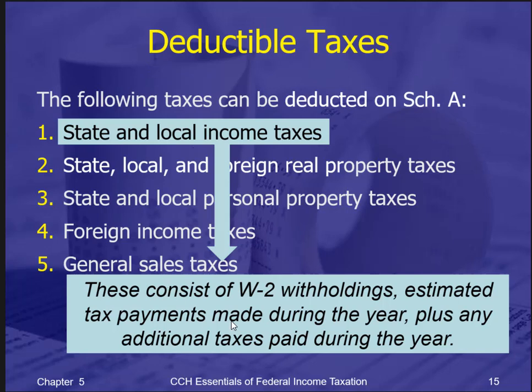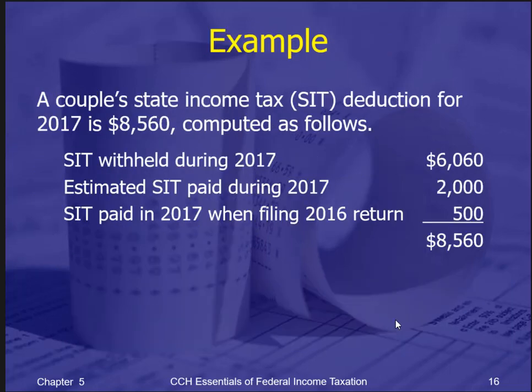So there are several ways that people pay their state and local income taxes. Most of the time we think of it as being withheld from their checks on their W-2, but they also may make estimated payments or may pay some amount with their return when they send it in. So in this case, we have a situation where $6,060 was withheld.